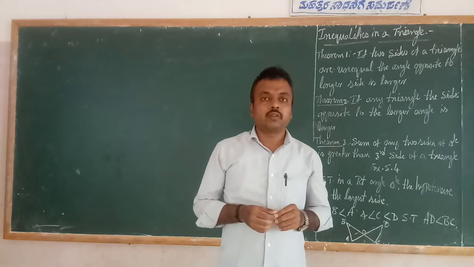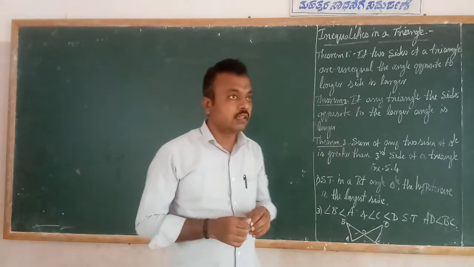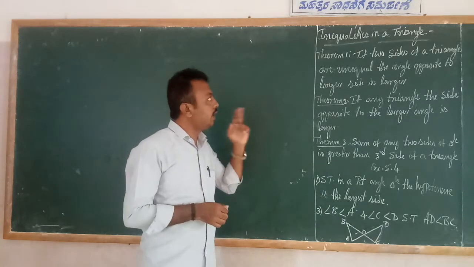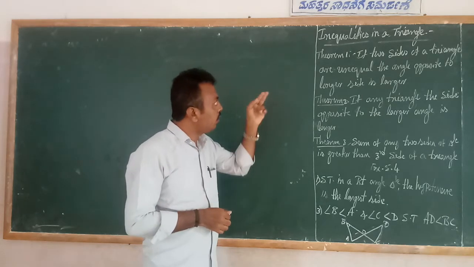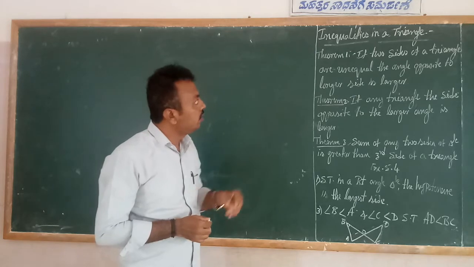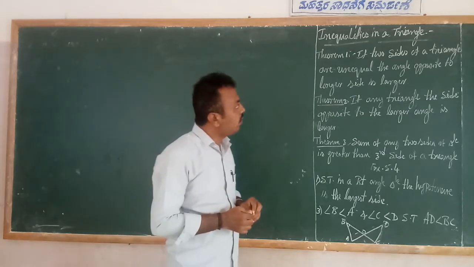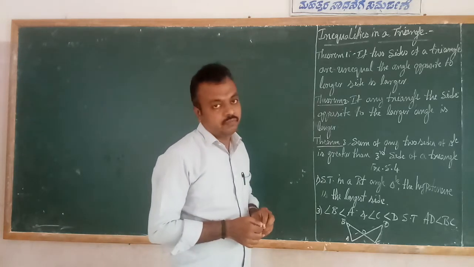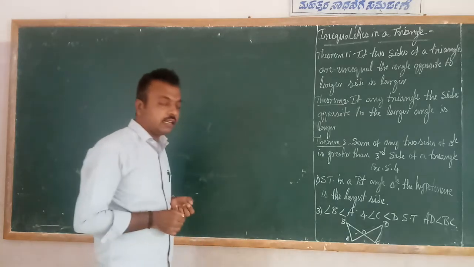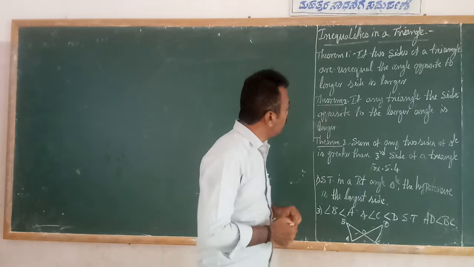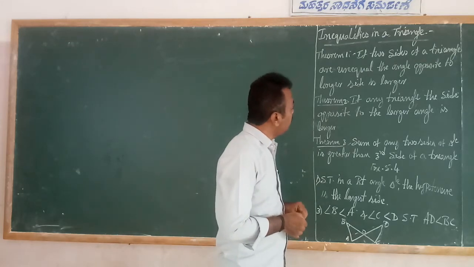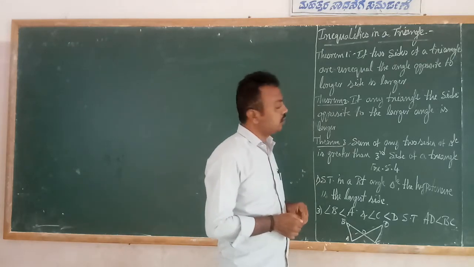So today we are going to discuss inequalities in triangles. In that there are three theorems. So what is theorem number 1? Let us see it. If two sides of a triangle are unequal, you can take any triangle, in the triangle any two sides are unequal, the angle opposite to the longer side is larger.